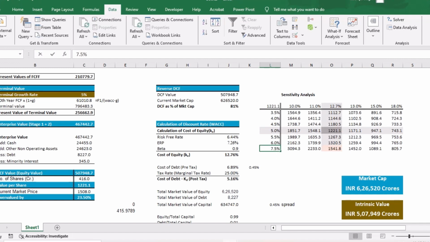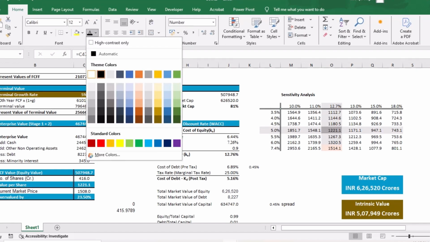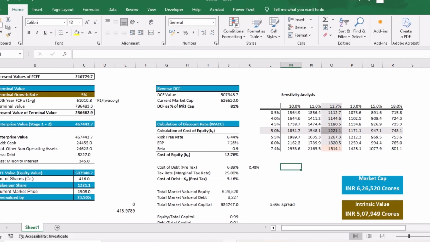a little less, 7.45. So yes, it is very much close now. Okay. So the growth rate should be around 7.4 to justify the current market price of the company. So this is our sensitivity analysis. We can hide it for better presentation, make it white, and this is our sensitivity analysis.